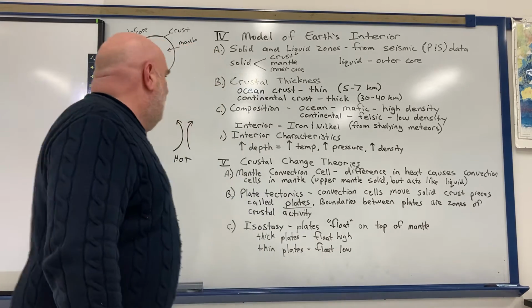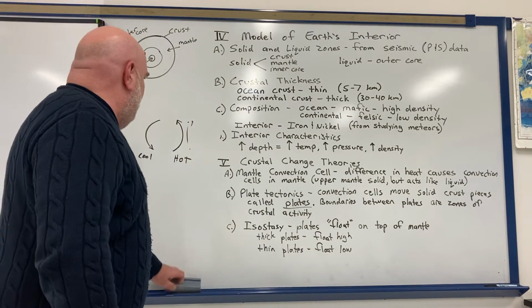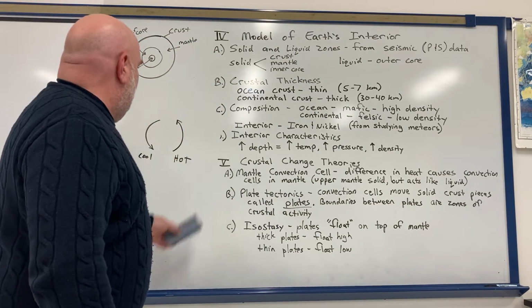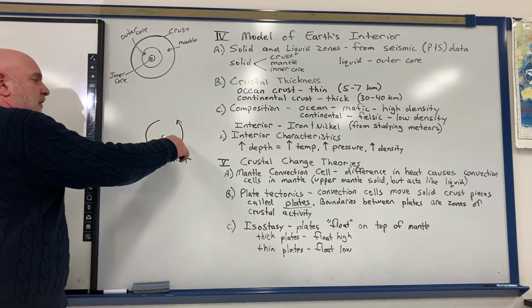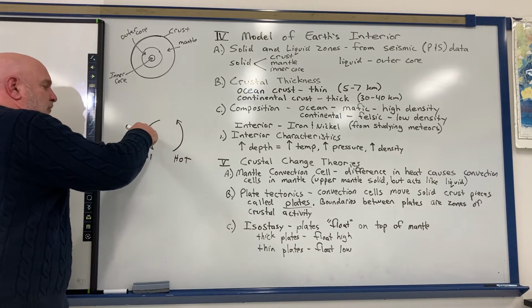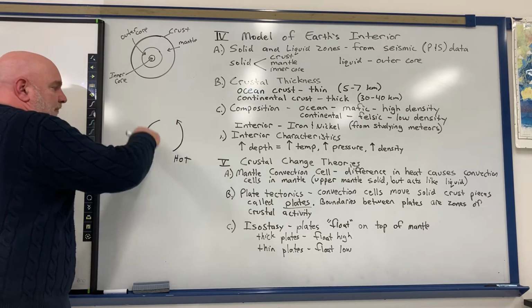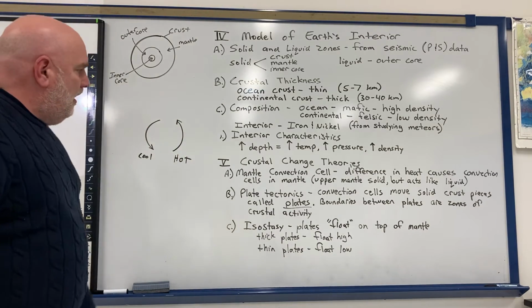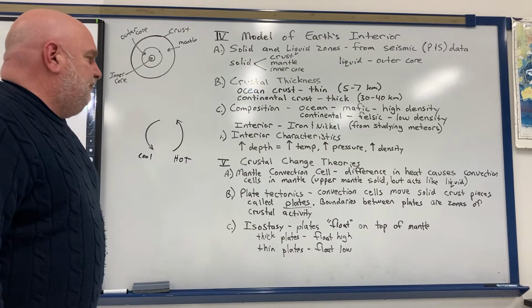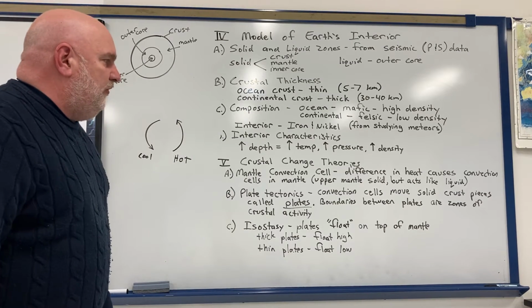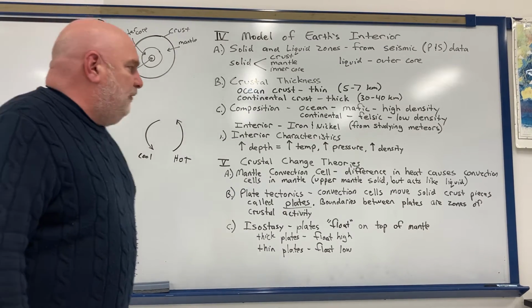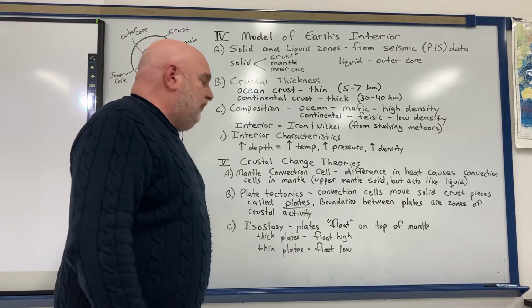All right. So what happens there in the mantle is there's some spots that are hotter, where it rises, and other spots where it's cooler, where it sinks. So this could be like a mantle convection cell. All right, plate tectonics. Convection cells move solid crust pieces called plates. Boundaries between plates are zones of crustal activity.